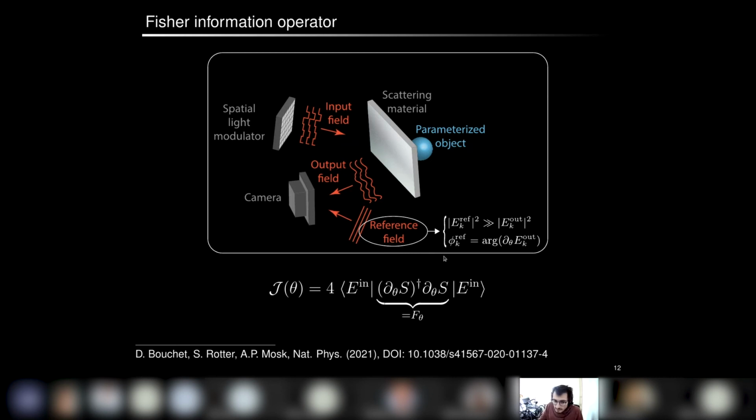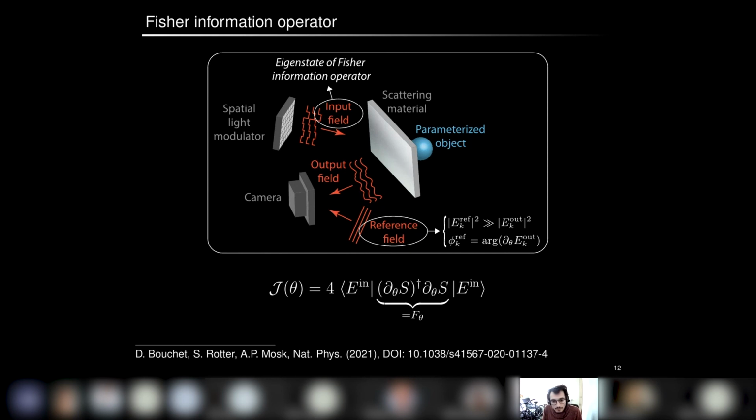What is especially nice with this simple form is that once we know this operator, either by simulating it or by measuring it, we just need to do an eigenvalue decomposition of it, and then take the eigenstate with the largest eigenvalue. This will give us the optimal input field that maximizes the Fisher information for the parameter of interest. So basically, this scheme shows both how to shape the reference field and the input field to maximize the Fisher information.